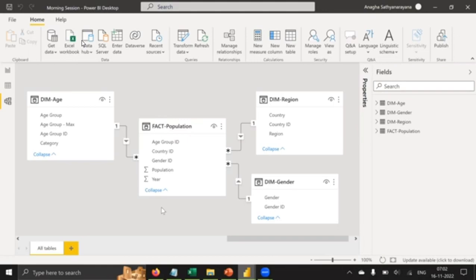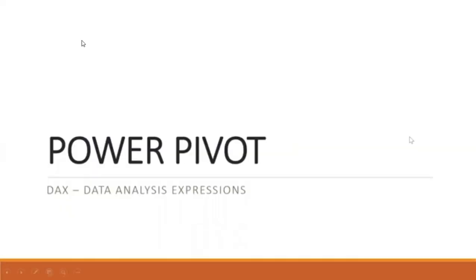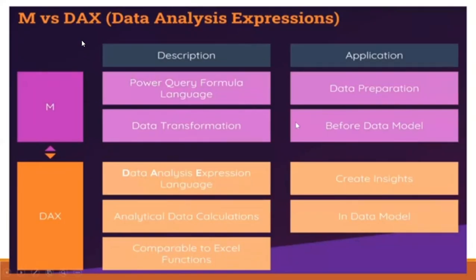And Power BI Desktop comes with two different languages. So one is the M language and the other is the DAX language. Okay, so to explain the difference between M language and DAX language, and also the features of DAX language, I have a small presentation. So let me just open the presentation. So this slide explains the difference between the M language and DAX language.